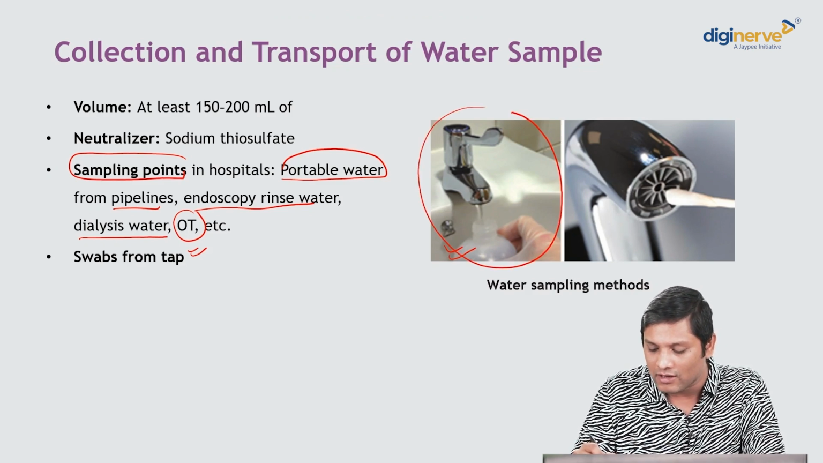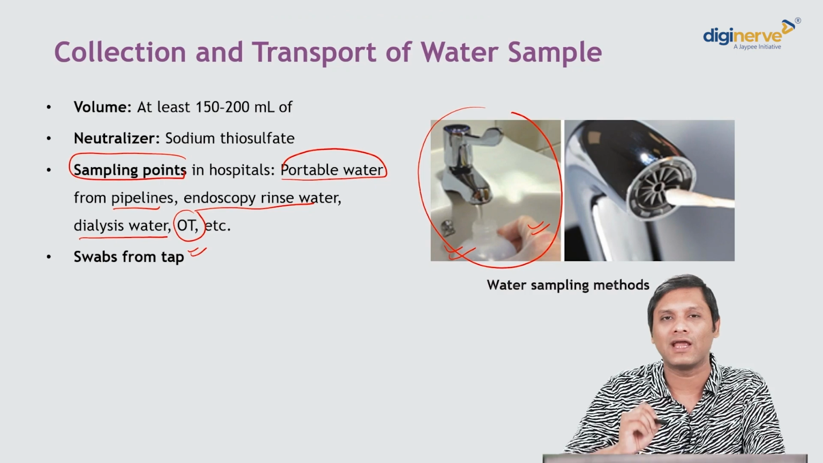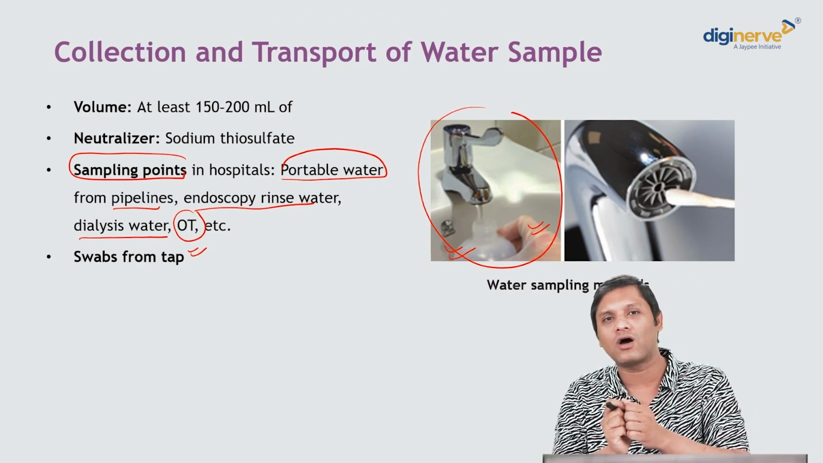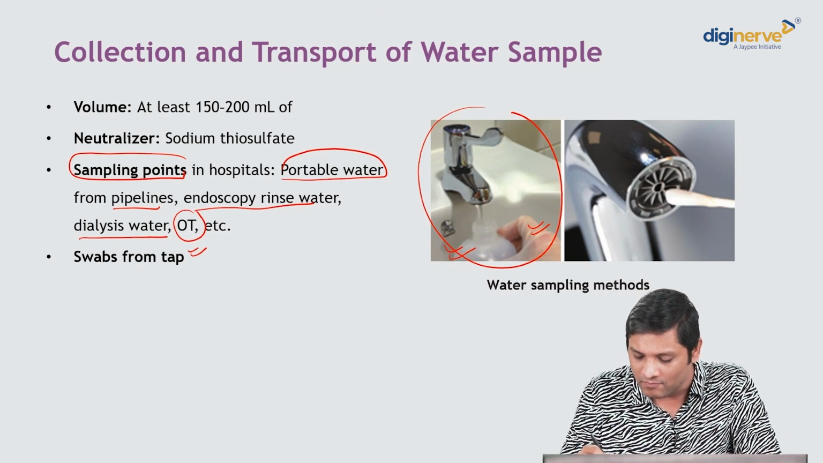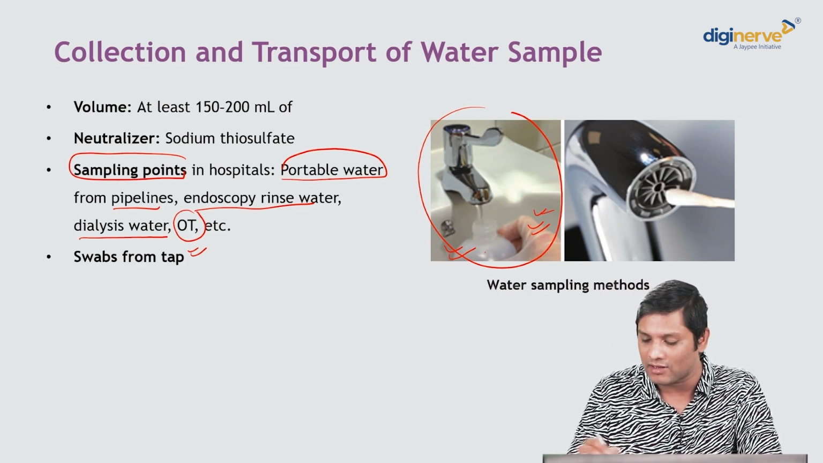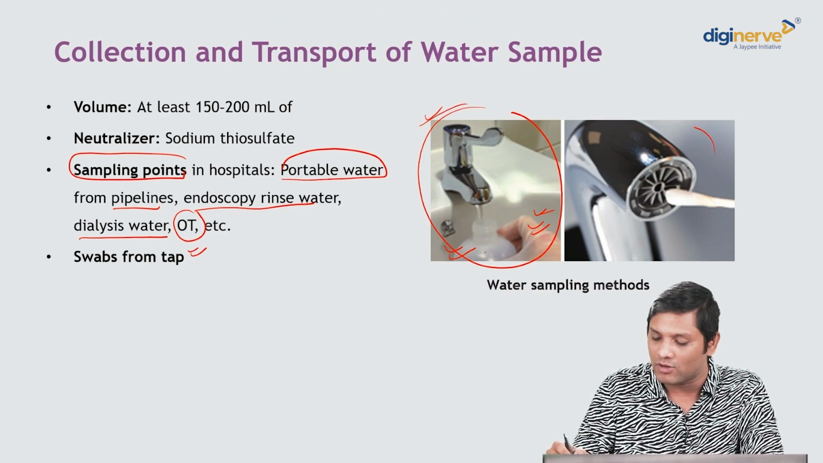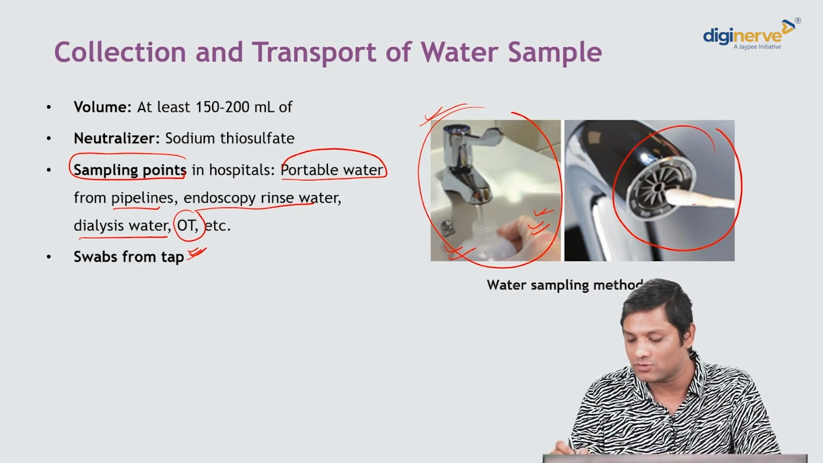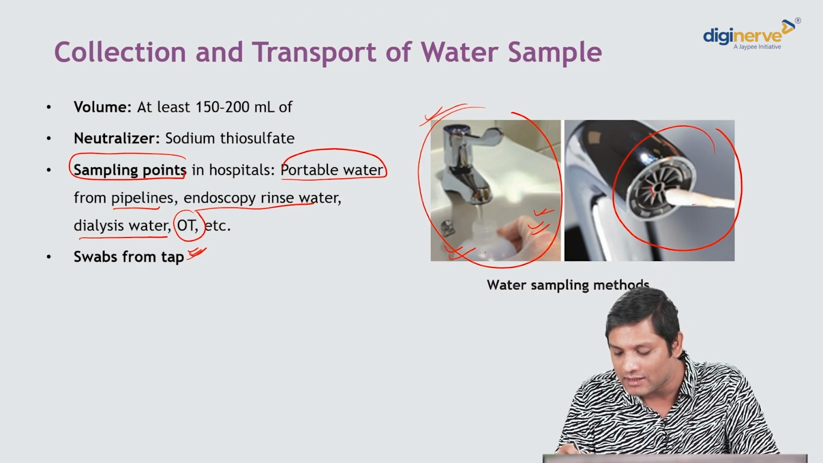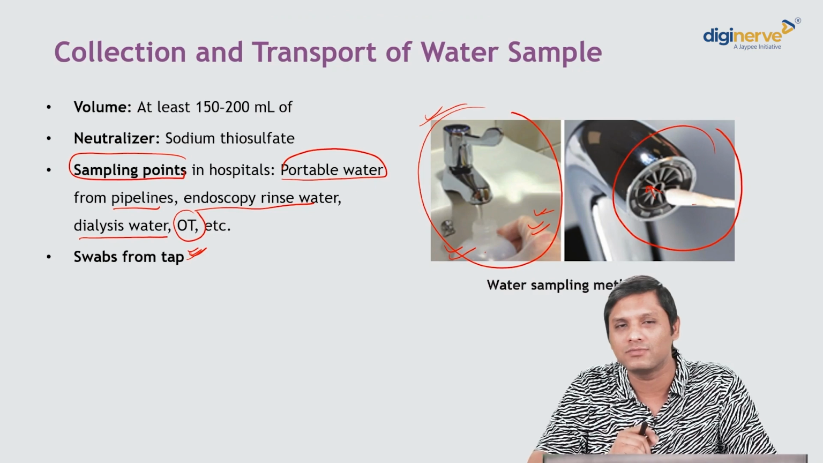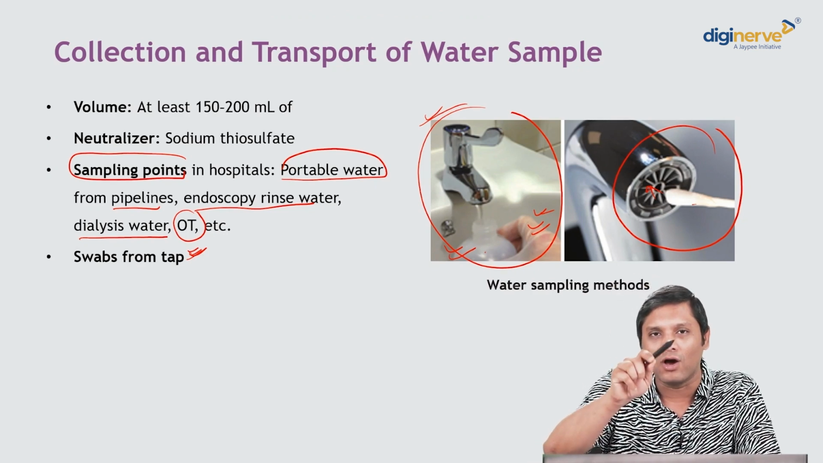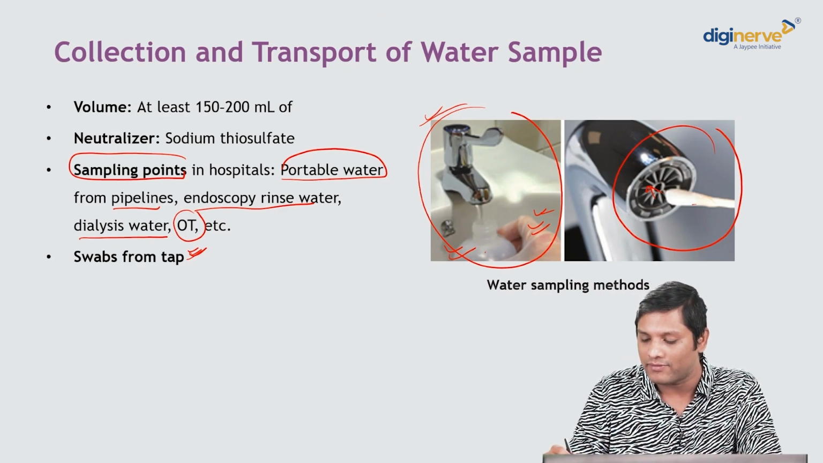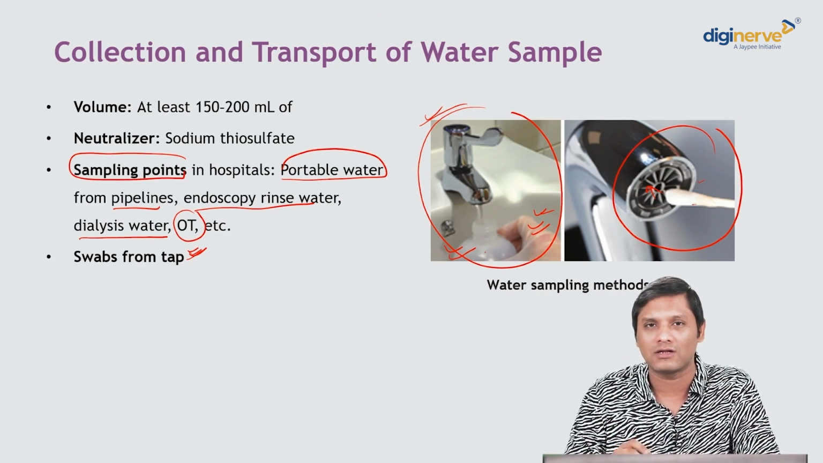You have to wear gloves so that it will prevent the cross contamination of hand flora organisms with the water. So you have to wear a pair of gloves and collect the water. Apart from water collection, you can also collect swabs. Swabs from the tap may be collected. So the cotton swabs can be inserted into the nozzle of the tap, rotated thoroughly inside the pipeline, and from there you can collect the swab.